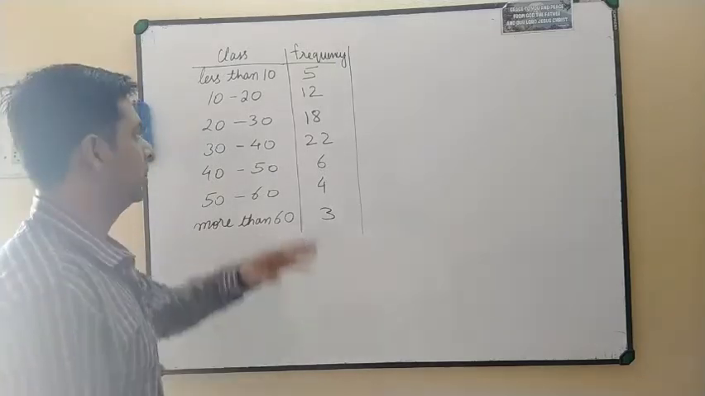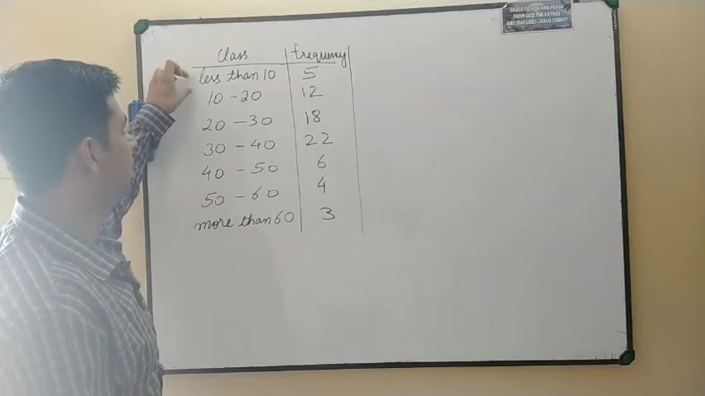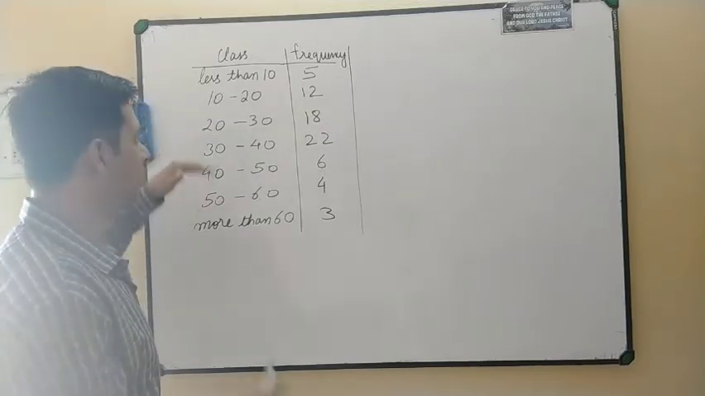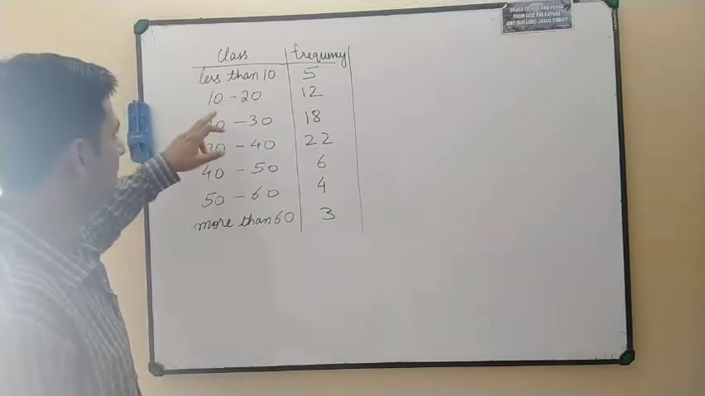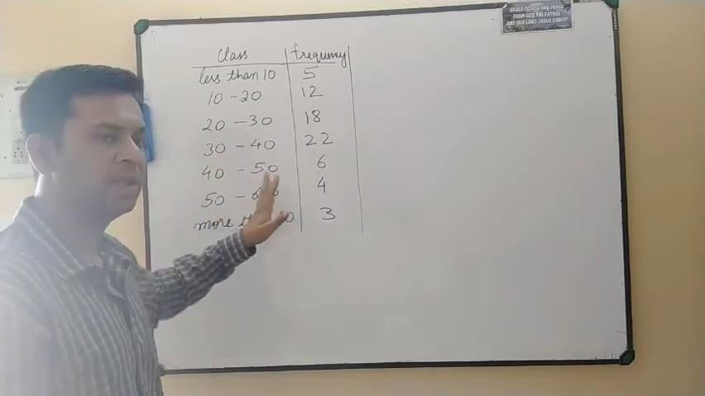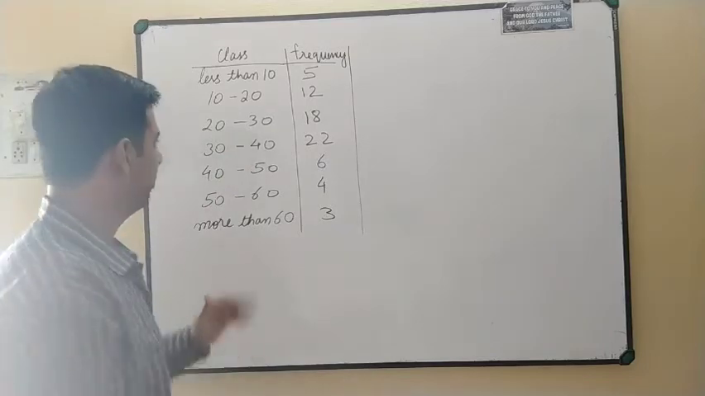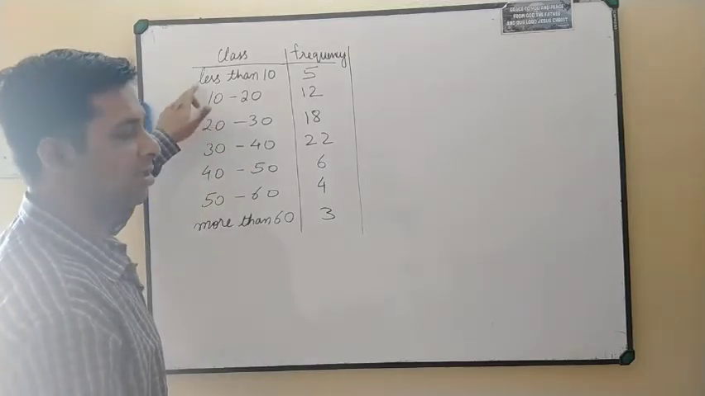See, in this question, you can see it is an open-ended series. Here it is given less than 10, and here it is given more than 10. So this is open-ended, and we will first have to make it closed. Let us check the difference. It is like 10 to 20, 20 to 30, 30 to 40, 40 to 50, like that. So the difference of 10 is there everywhere. Okay, so what are we supposed to do here? We'll have to adjust this first.